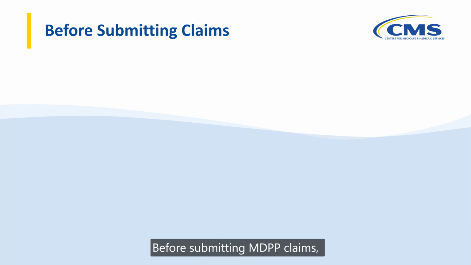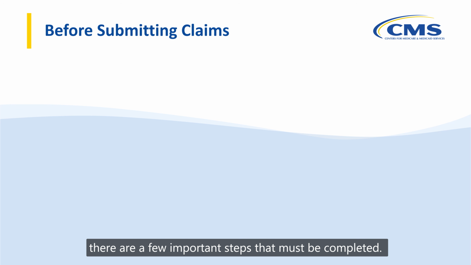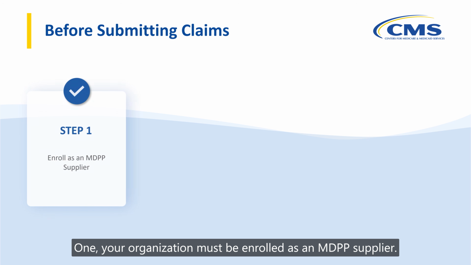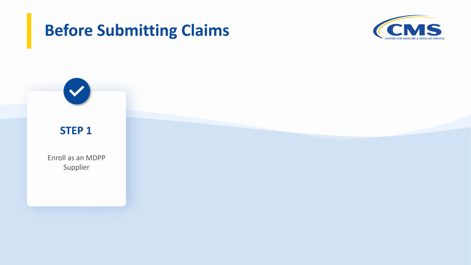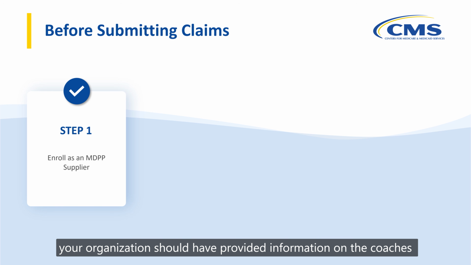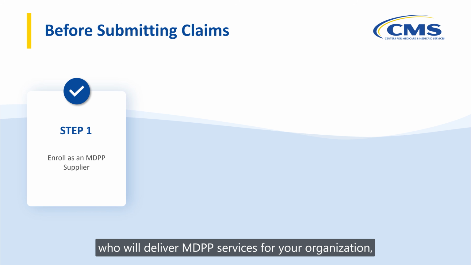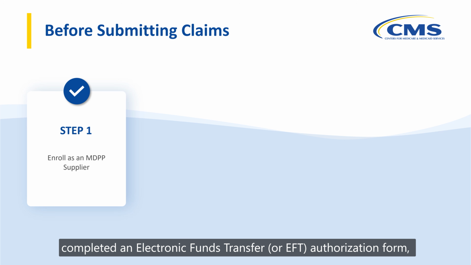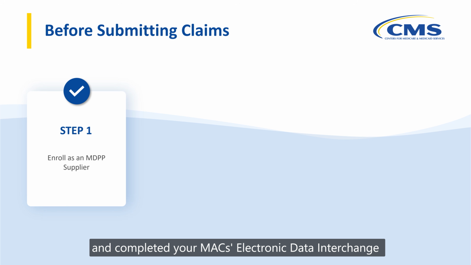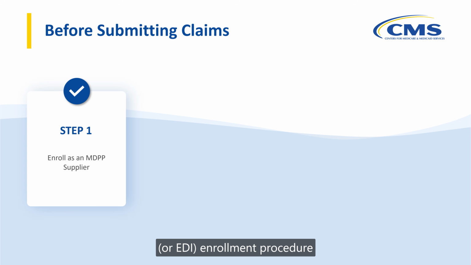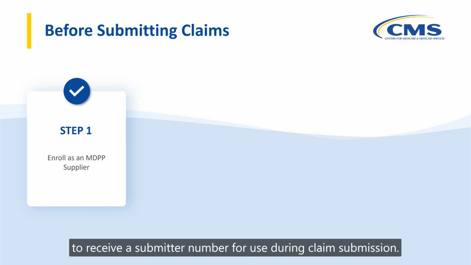Before submitting MDPP claims, there are a few important steps that must be completed. 1. Your organization must be enrolled as an MDPP supplier. As part of this process, your organization should have provided information on the coaches who will deliver MDPP services for your organization, completed an electronic funds transfer or EFT authorization form, and completed your MAC's electronic data interchange or EDI enrollment procedure to receive a submitter number for use during claim submission.